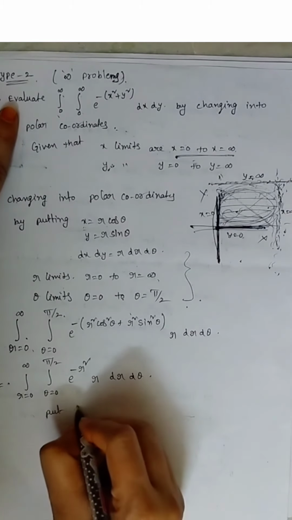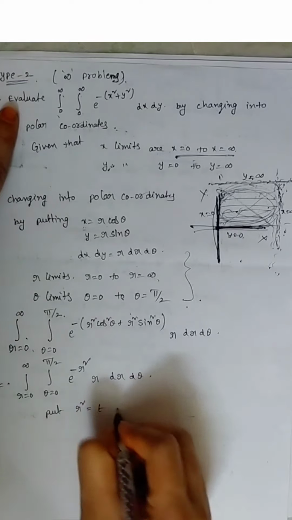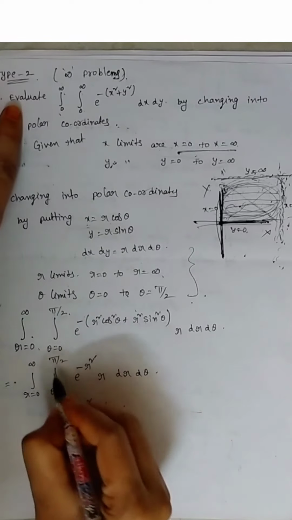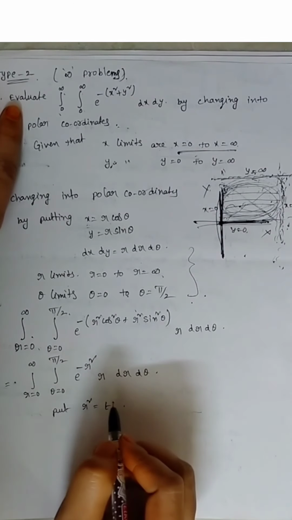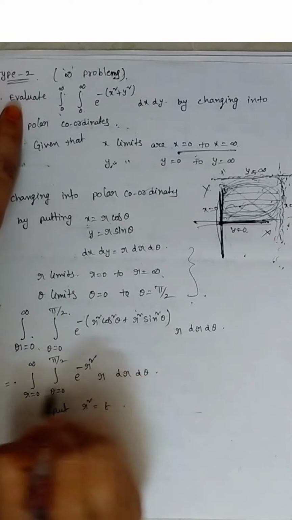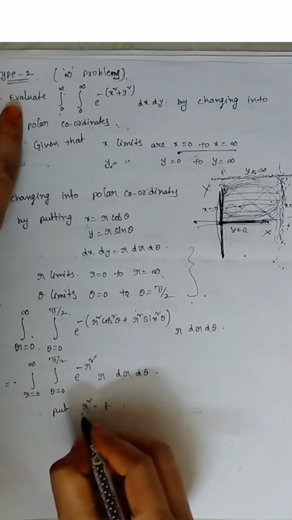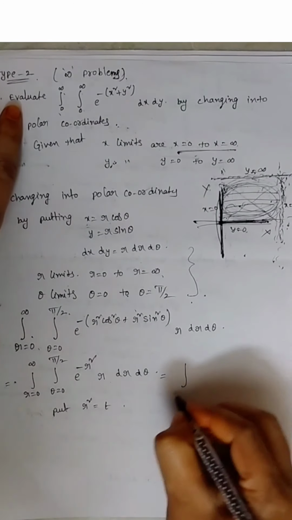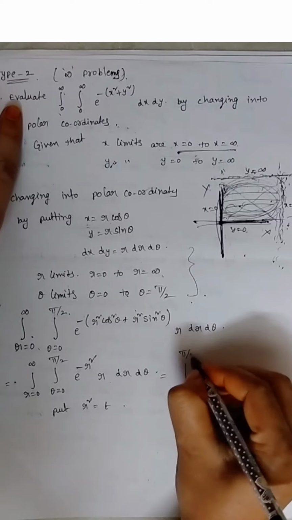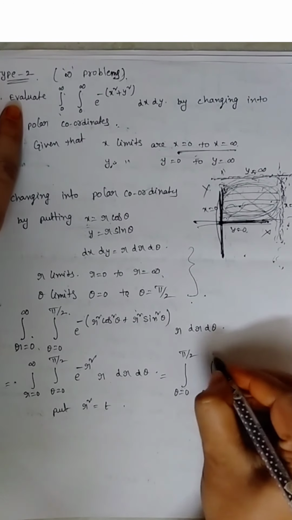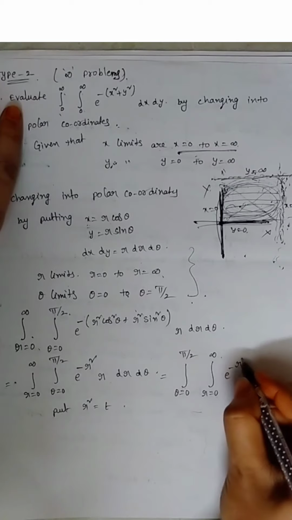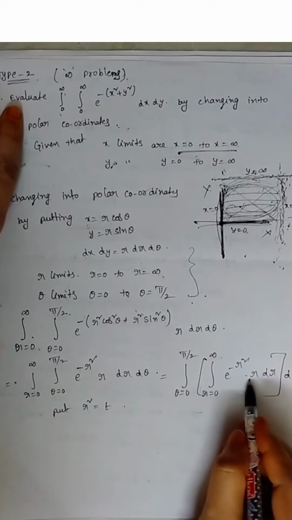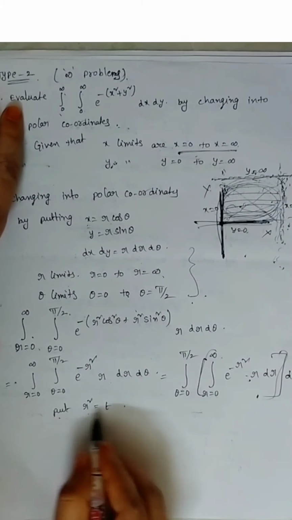Put r square equals t. You know the substitution method, put r square equals t. So first we are going to integrate with respect to r, and then with respect to theta, since both limits are constant limits. So first I am going to integrate with respect to r. So r equals 0 to infinity e power minus r square into r dr, into d theta.